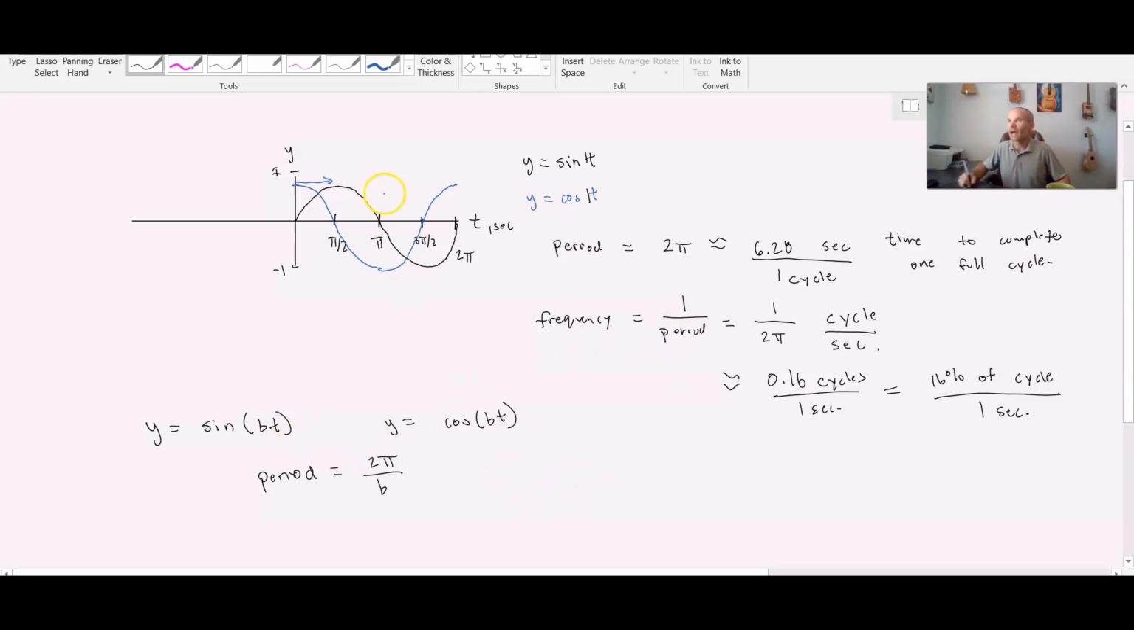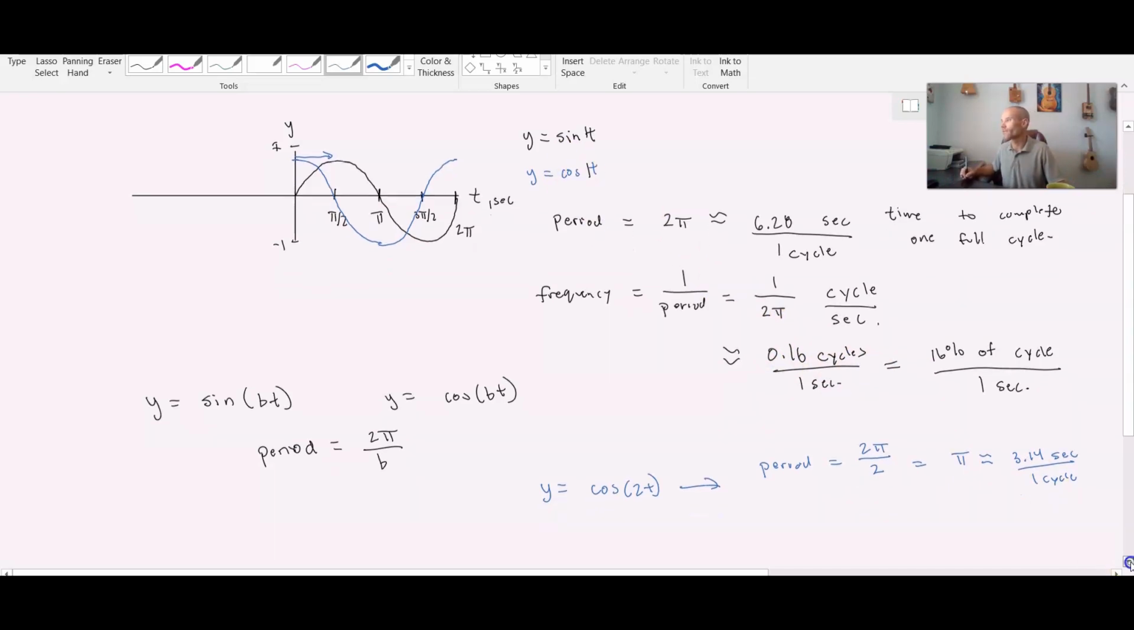So for instance, if we had something like y equals cosine of 2t, this would imply that this function has a period of 2 pi over 2, which is equal to pi, or about 3.14 seconds per one cycle. So you can see we've effectively cut the time that it takes to complete a full cycle in half relative to your standard sine and cosine functions.